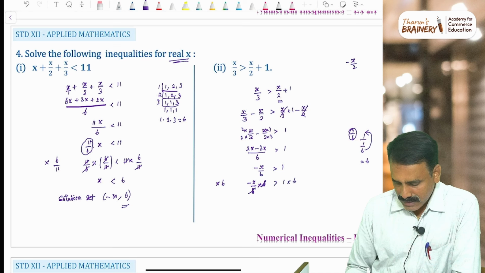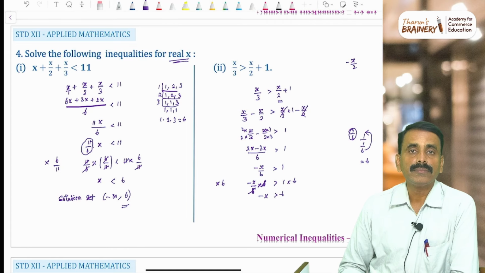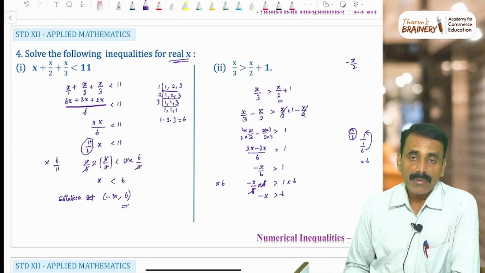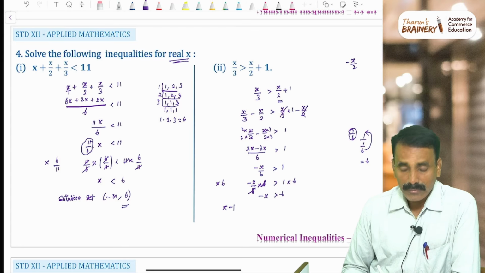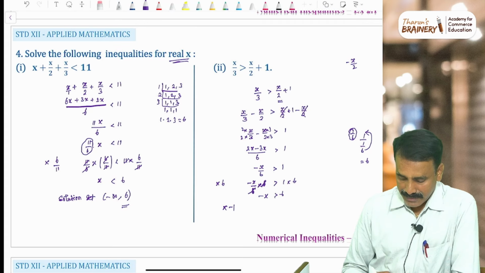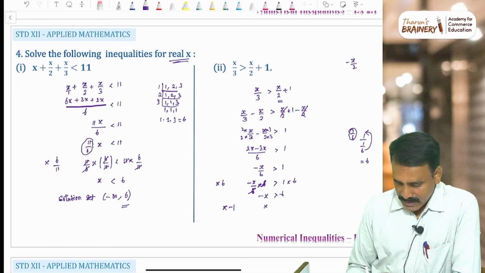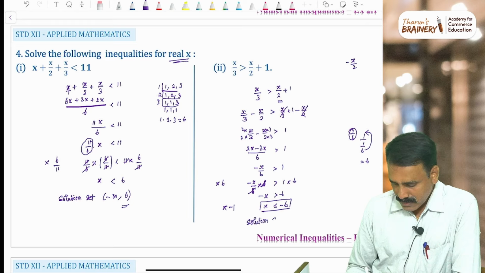So, 6 cancel, minus x is greater than 6. Now, I have minus symbol with x. So, I multiply with the negative, minus 1. So, what I will get? This is x less than or equal to minus 6. How to write the solution set? Solution set is minus infinity to minus 6, closed interval.